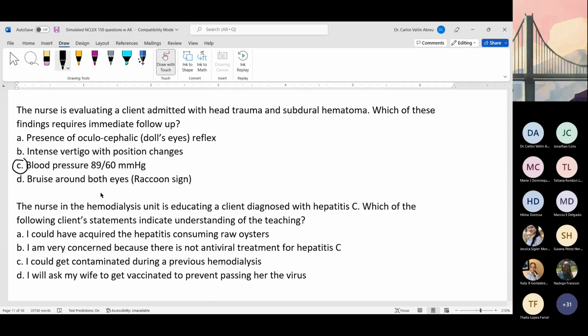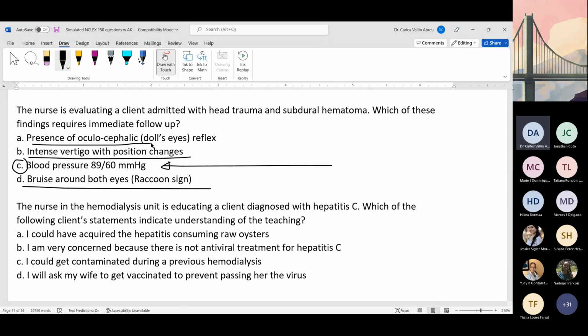Everybody agrees? Yes. Okay, I agree with you. This is the most serious situation here. A patient having a raccoon sign is not necessarily critical. Vertigo is very common after head trauma, and a positive oculocephalic reflex is an adequate sign, not a sign of brain death. The most serious here is the hypotension.